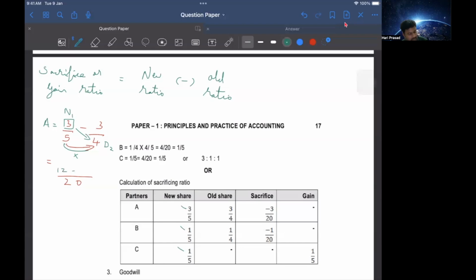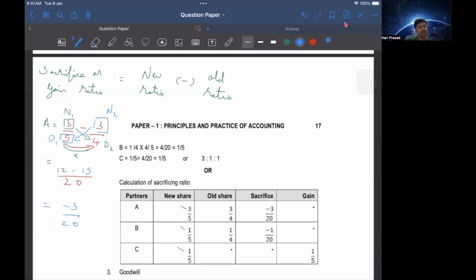Minus. Next, multiply numerator 2 into denominator 1. 5 into 3, 15. Now 12 minus 15 is minus 3 by 20. Now we are getting the ratio as minus 3 by 20. That is, this implies A is sacrificing.